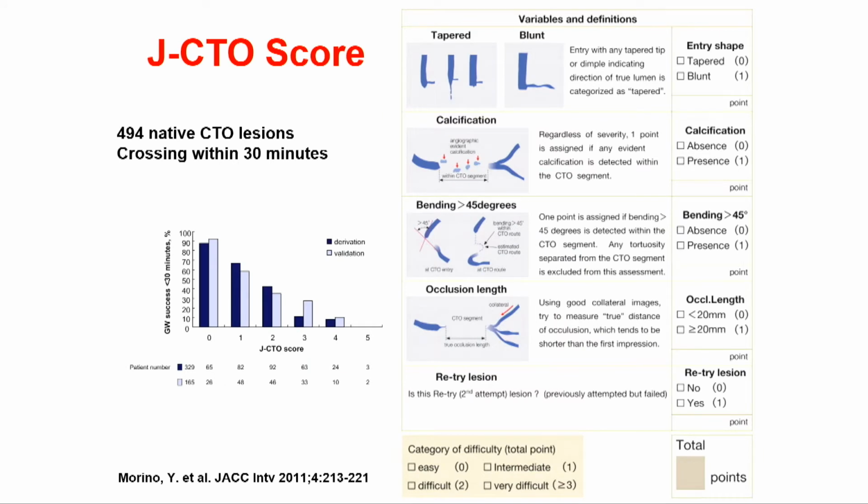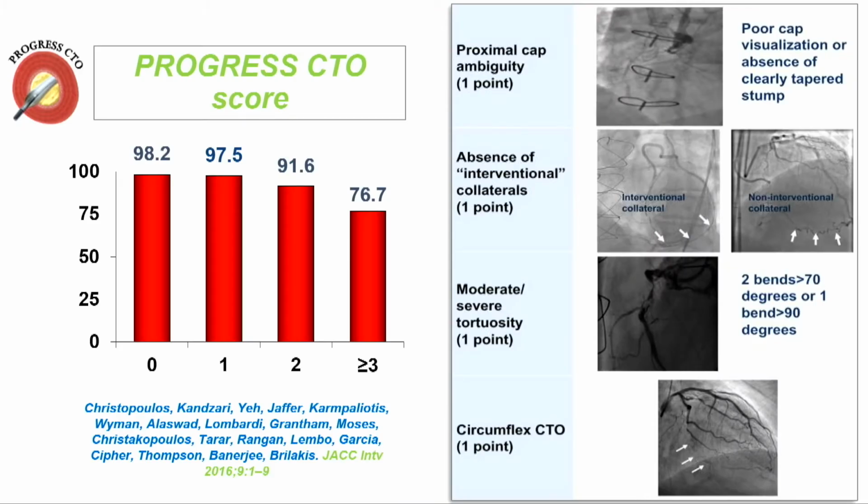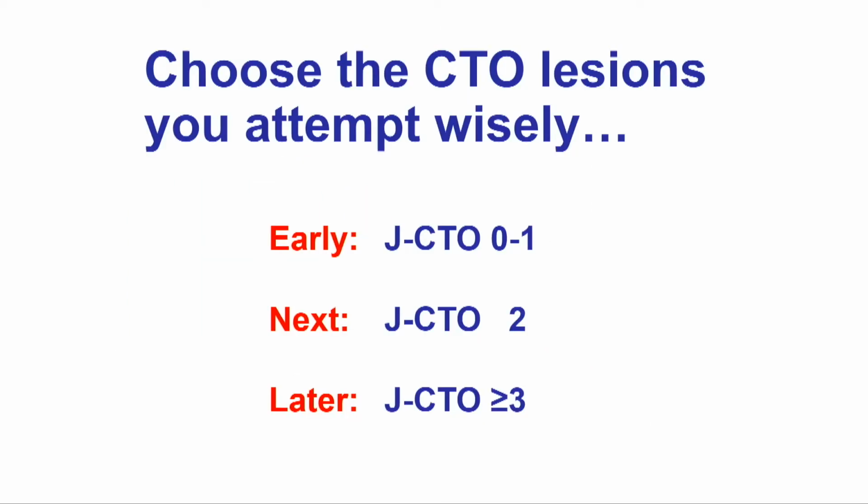You can use various scores like the JCTO, which is the most commonly used, which actually give you a sense, especially early on, how difficult this lesion might be and help you avoid getting these very complex lesions early on in your cath lab schedule where your chance of success is fairly low. Progress CTO score along the same lines as well.